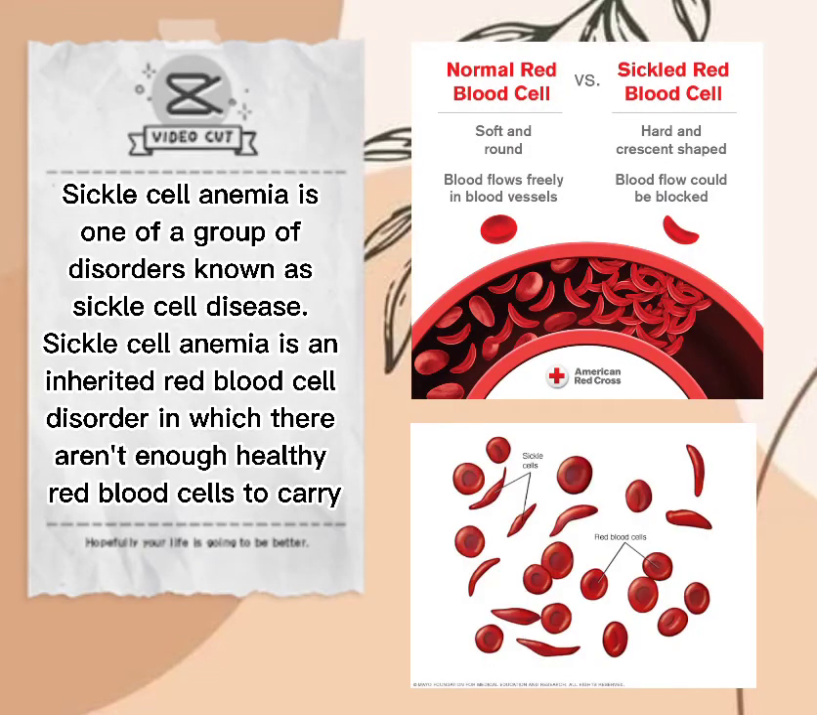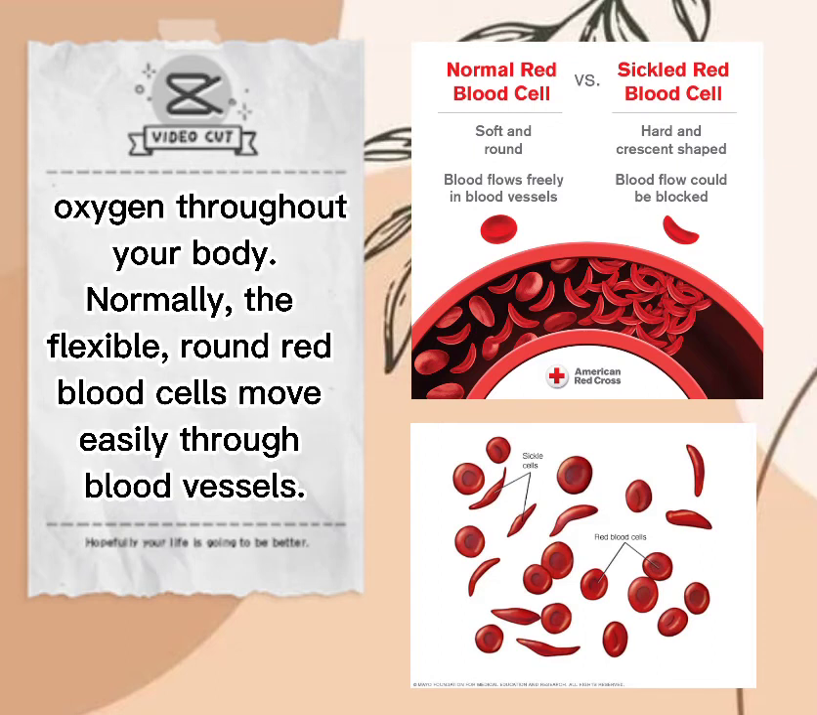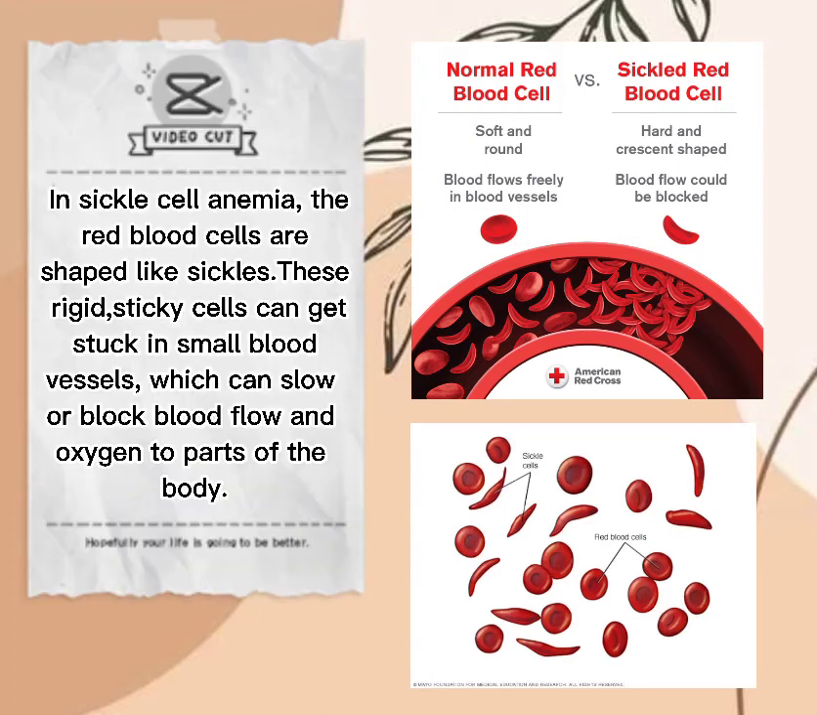Sickle cell anemia is one of a group of disorders known as sickle cell disease. Sickle cell anemia is an inherited red blood cell disorder in which there aren't enough healthy red blood cells to carry oxygen throughout your body. Normally, the flexible, round red blood cells move easily through blood vessels. In sickle cell anemia, the red blood cells are shaped like sickles.